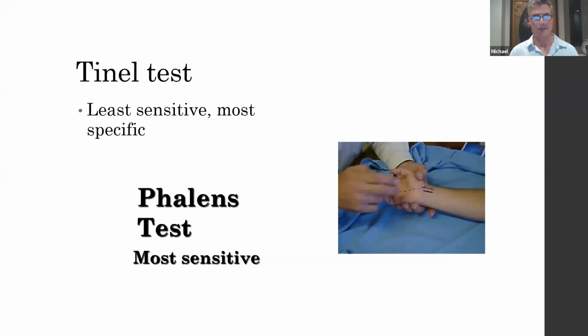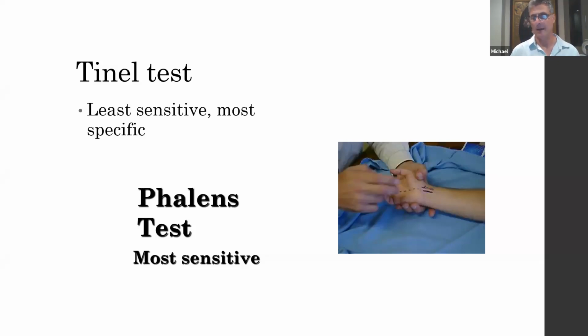The Tinel test is by far the least sensitive, but the most specific. So there are very few things that will give you a positive Tinel over the median nerve with that radiation into the middle finger or the index finger, sometimes even the ring finger, but it's a very specific test, but it's very poorly sensitive.